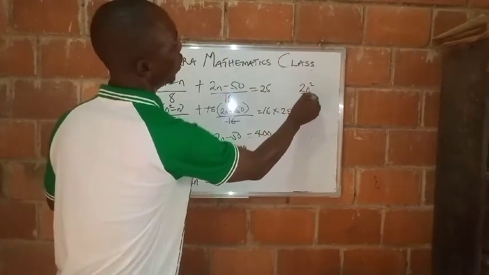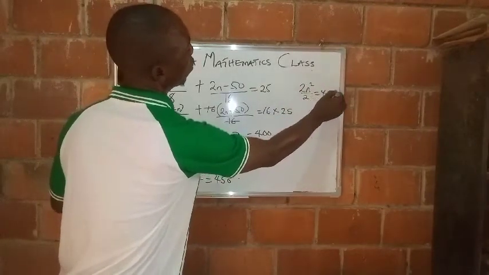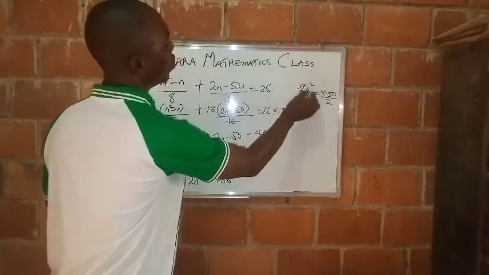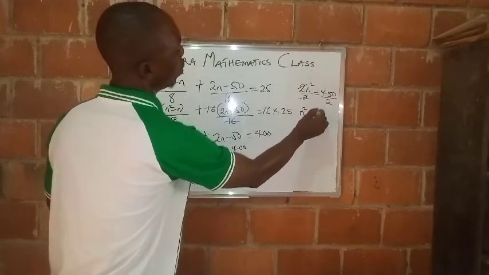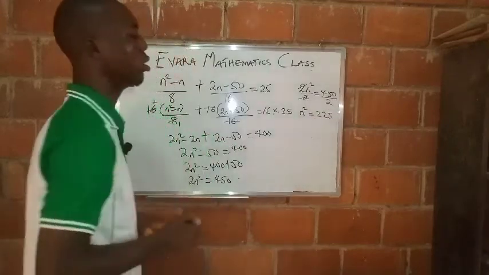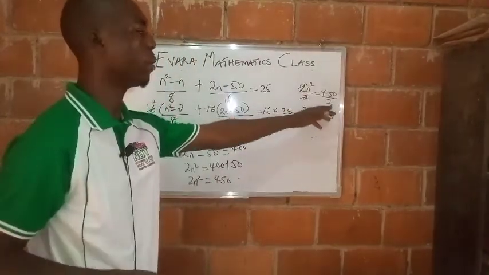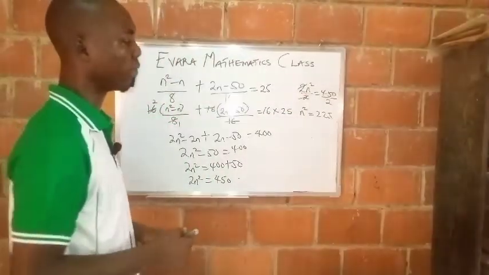The next thing to do is divide both sides by 2. 2n squared over 2 equals 450 over 2. So the n squared will now be 225. 450 divided by 2 is 225.